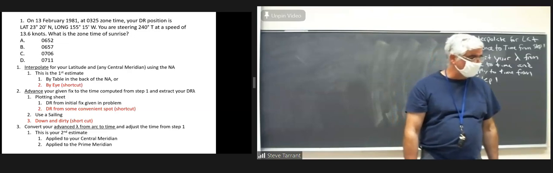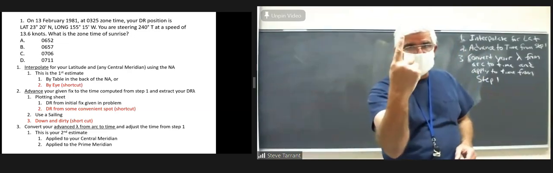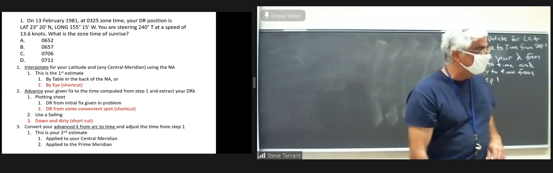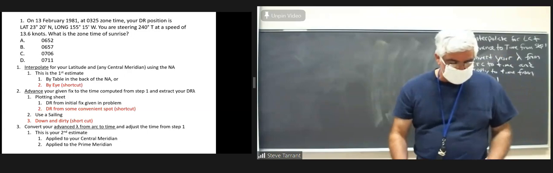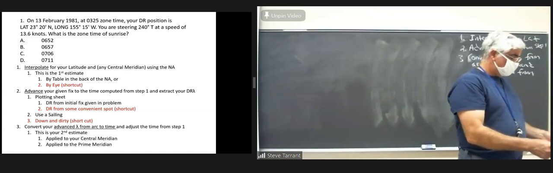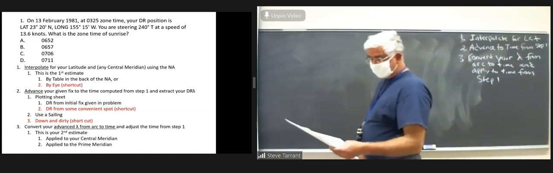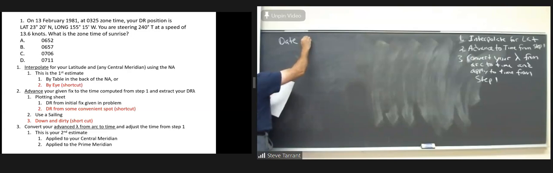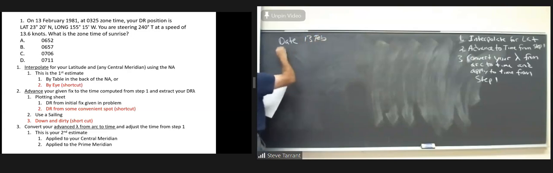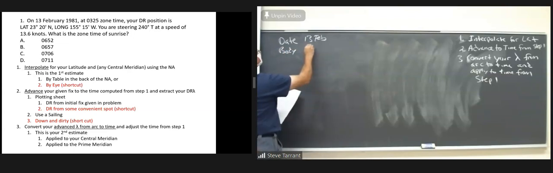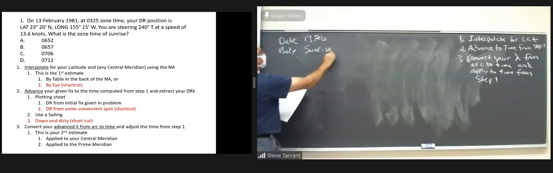All right, good. Cool. Okay, we're doing problem 1 on your worksheet. It's 13 February 1981, 0325. A little bit of data I'm going to collect for this problem. Date: in this case it's 13 Feb. The body: am I talking about the sun, the moon, what? I'm just going to say sunrise, so I know it's the sun and it's rising.